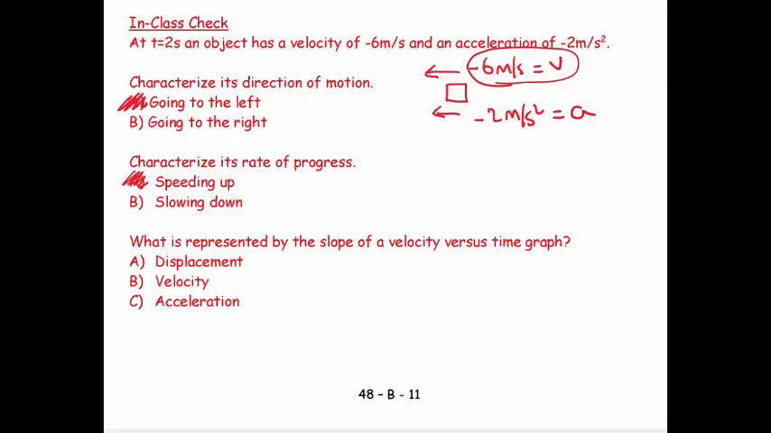Now, thinking about these graphs, what is represented by the slope of a velocity versus time graph? So here's my velocity and here's my time, and let's say I have a graph. Then the slope will be change in velocity, delta v, and my change in time, delta t. Well, my acceleration is equal to delta v over delta t. So the slope of a velocity versus time graph gives us acceleration. And it would be meters per second divided by seconds, which is meters per second squared.